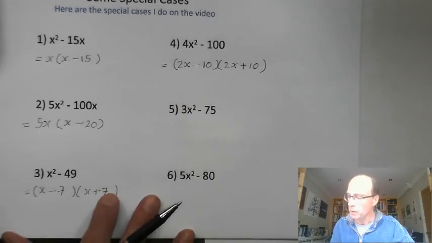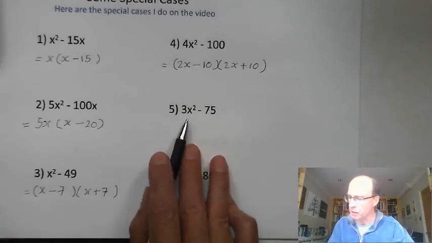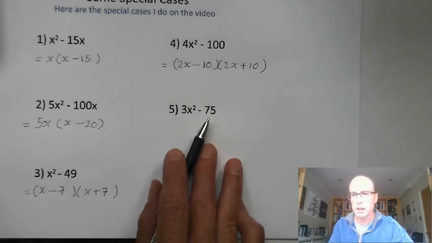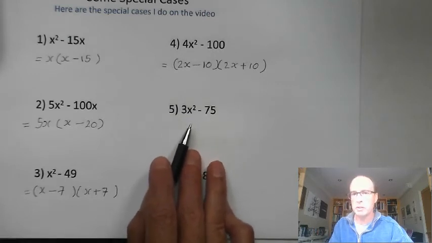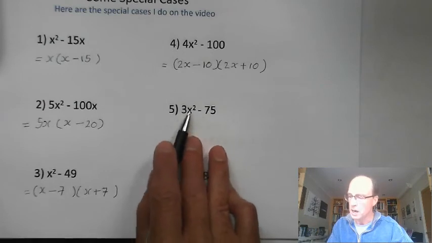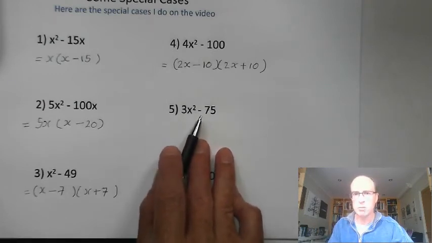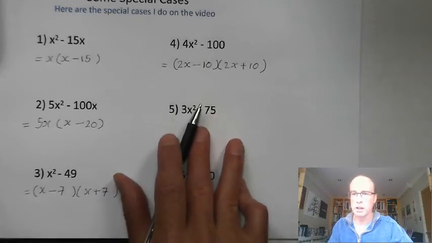Next example. This one looks tricky. So again, I've got two terms. I've got no x value in the middle, but I have got this number over here. It looks like it should be the difference of two squares, but it's not. If I square root 3x squared, that's going to be horrible. Same thing, if I square root 75, it's going to leave me a third. Not going to work very nicely.